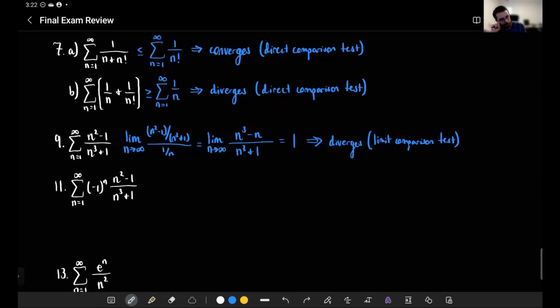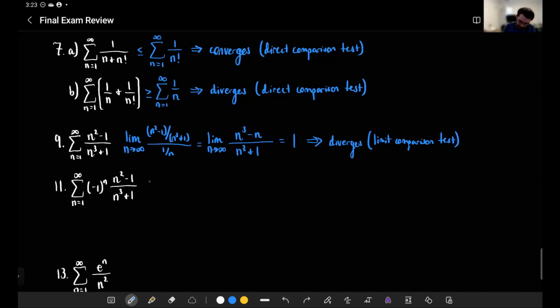Probably the best thing to do is the alternating series test, but the alternating series test has you check if these terms are decreasing, which is going to be a little finicky. So I mean, maybe you try a ratio test. I feel like it would be inconclusive. So yeah, let's try alternating series.